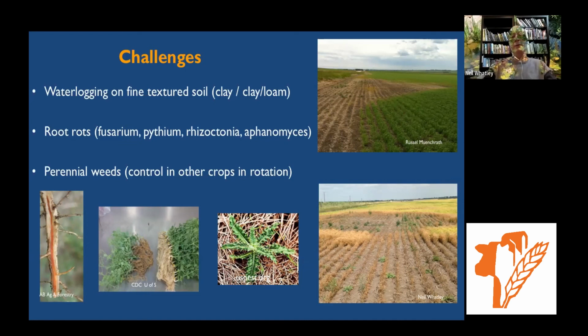But look at the pictures on the right. You see how there's been flooding there. So lentil are very susceptible to waterlogging. So if you're going to grow them in the black, gray soil zones, you should grow them on lighter textured soil like sand or loam. There's waterlogging on the clay loam soils.